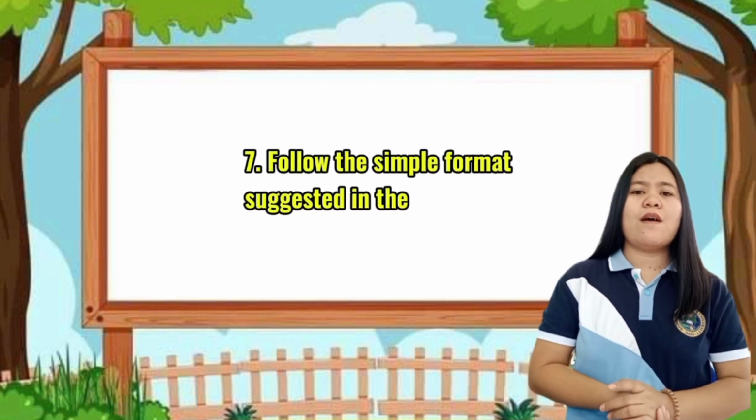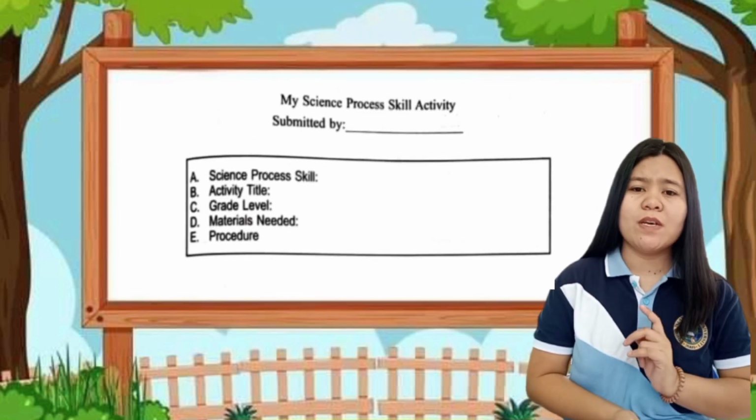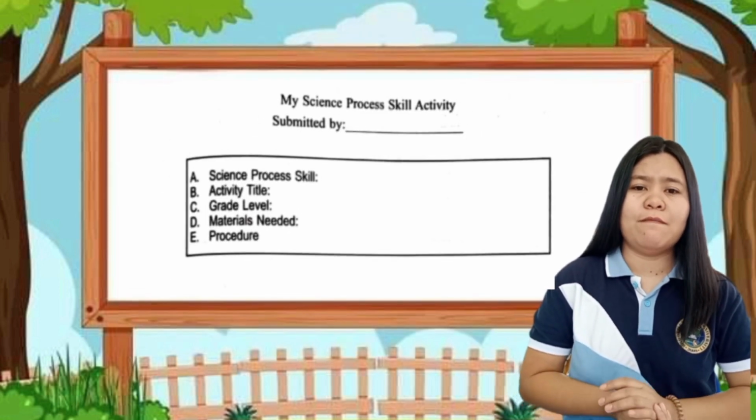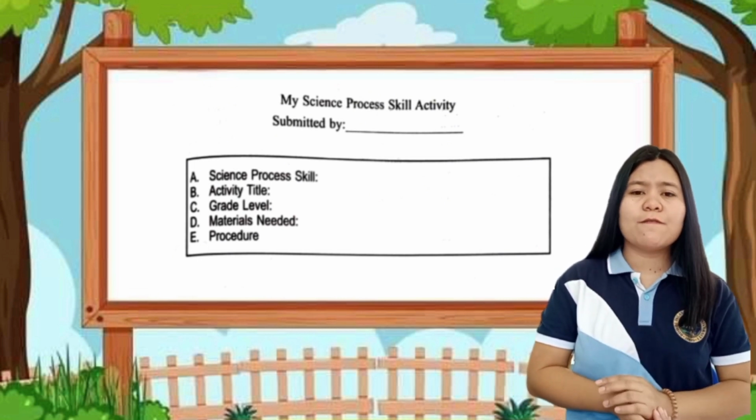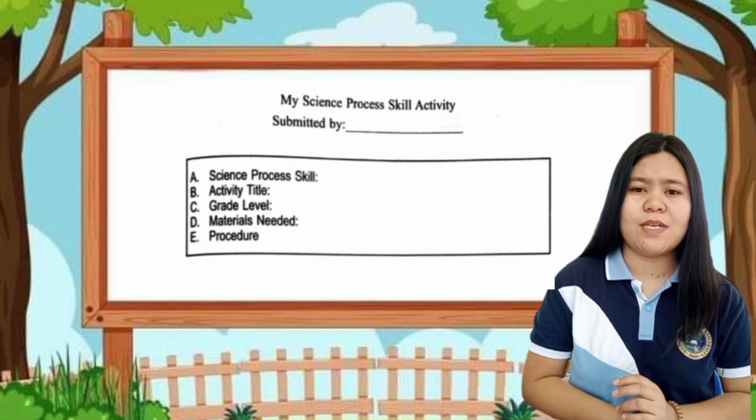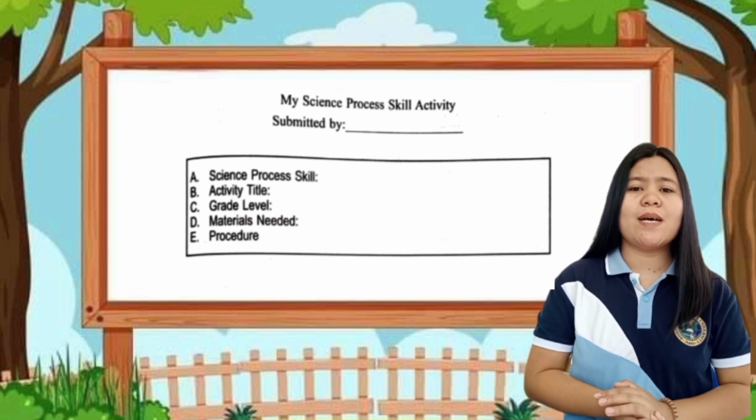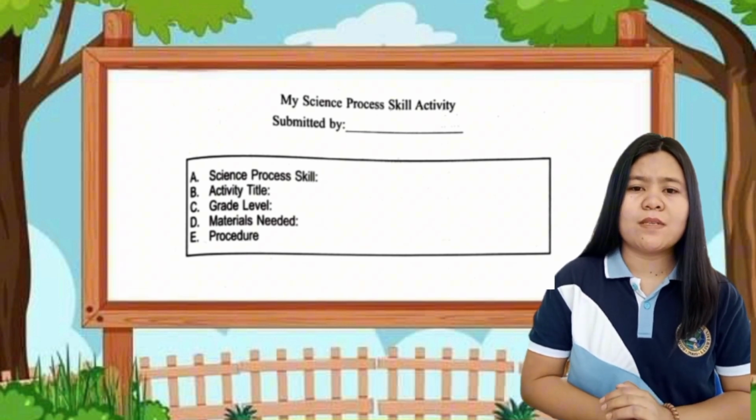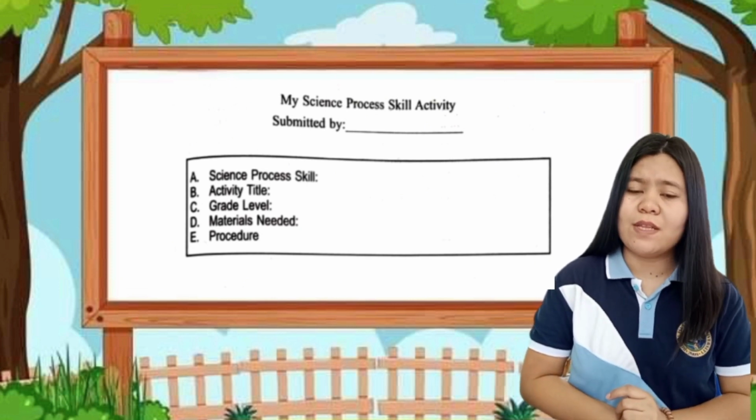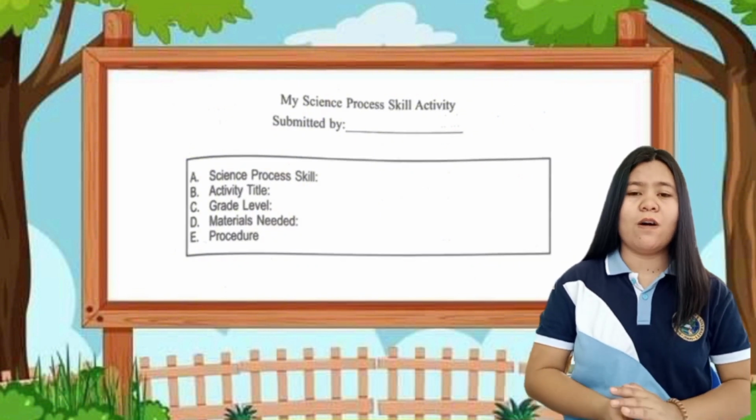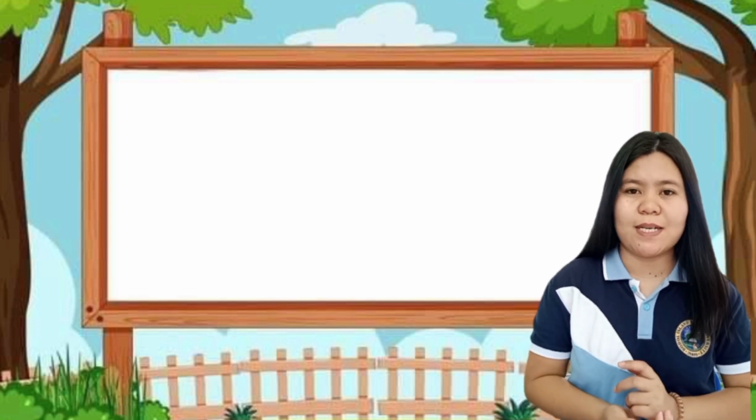So the last number, follow the simple format suggested in the box below. So use the suggested format provided in the box as a guide for structuring the science activity. This format may include a section such as an introduction, materials needed, procedure, and assessment. Following a consistent format helps ensure clarity and organization in the activity design. So that's all the guidelines on how you will create a science activity.